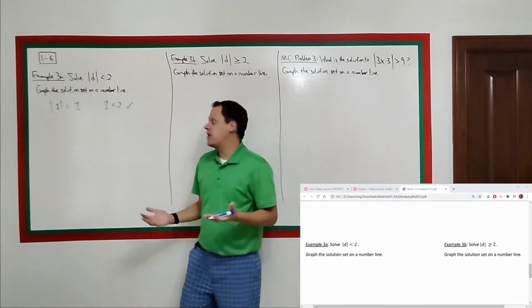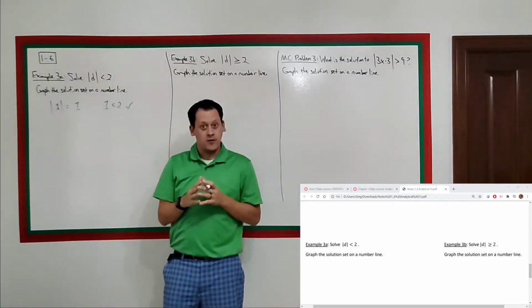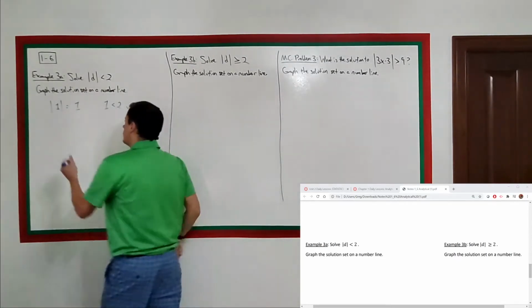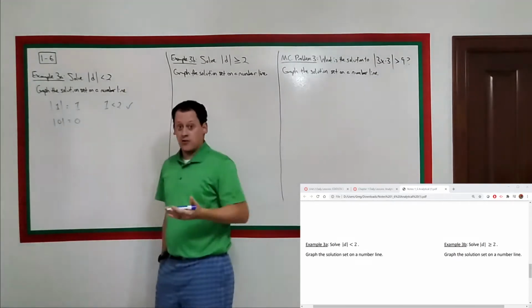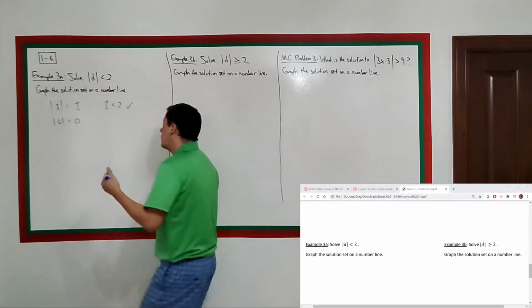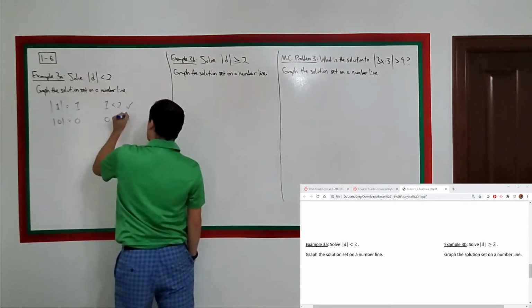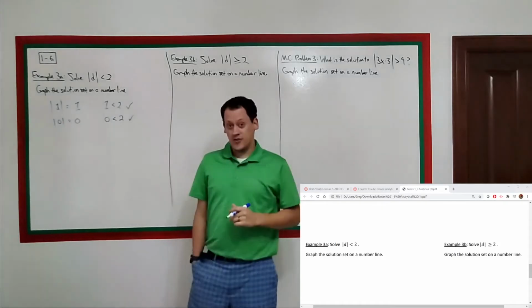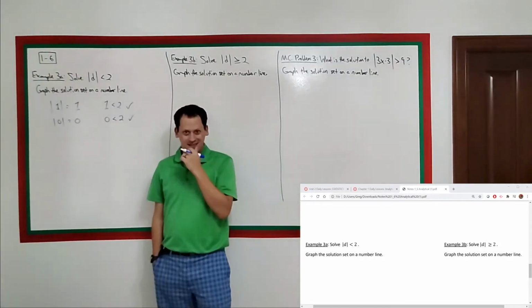Another number we can plug in that would work here. A number that has a small absolute value. How about 0? The absolute value of 0 is just 0. And 0 is less than 2. So 0 also works. Are there any other ones?